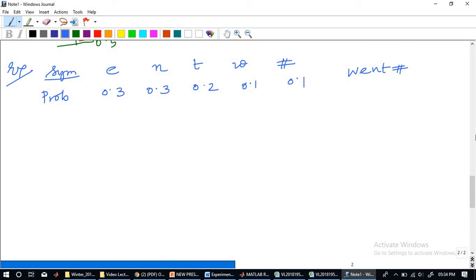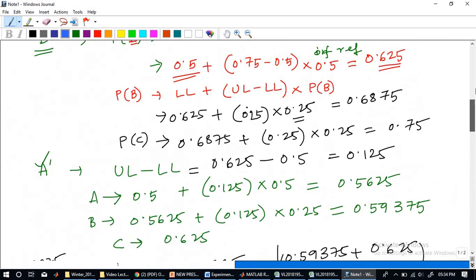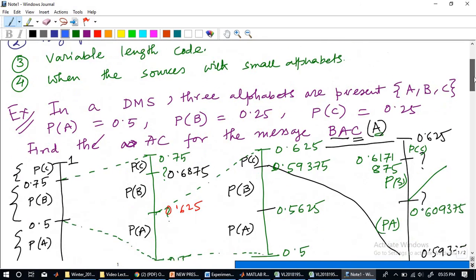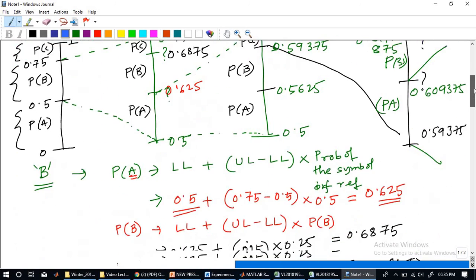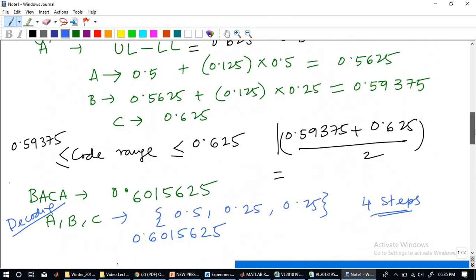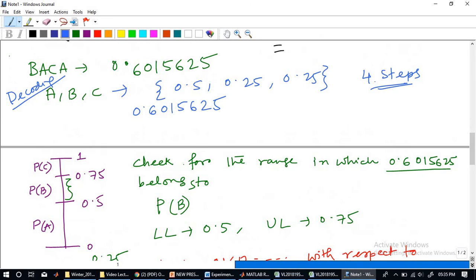Nothing is specified. It's just that we did the encoding with 4 steps. We have stopped here for 4 steps. Correct. It's a good question that he has asked. He is asking, here we know that the message is BACA. So do we stop? Do we have the question with encoding as well? No, with the decoding. What he is asking is where do we stop? Like I said, here you have to stop at 4 steps.